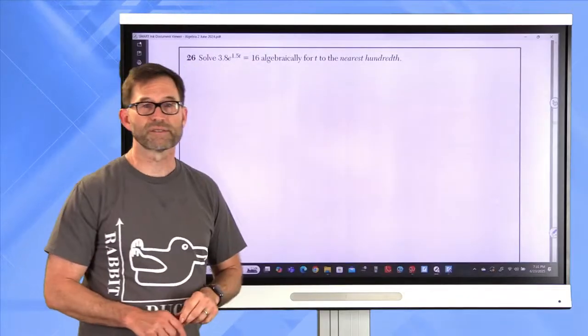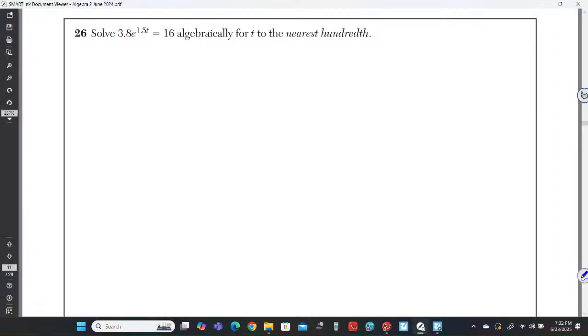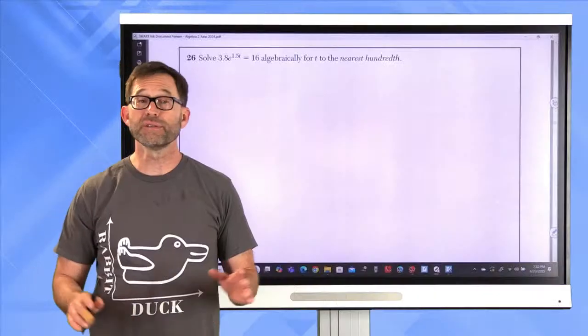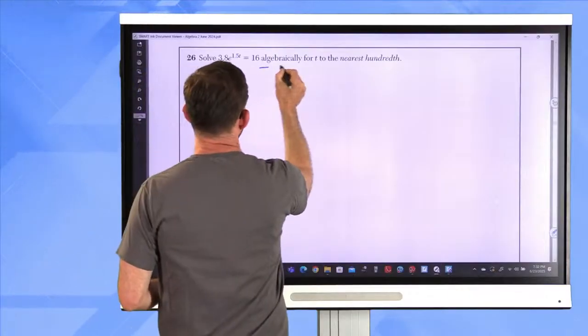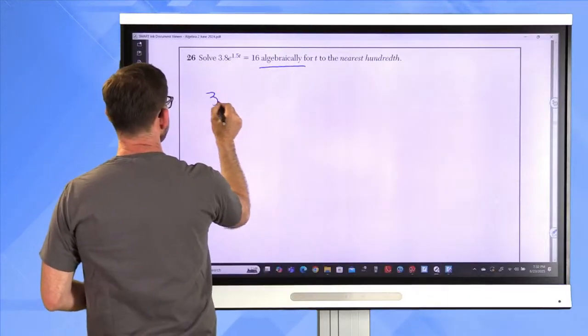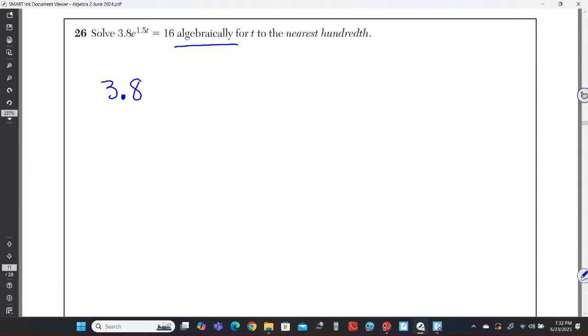Number 26. Solve 3.8 e to the 1.5t equals 16 algebraically for t to the nearest hundredth. All right, so this is really critical, right? They tell us that we must solve this problem algebraically. So let me just write this equation larger so that you can see things a bit better. 3.8 e to the 1.5t is equal to 16.